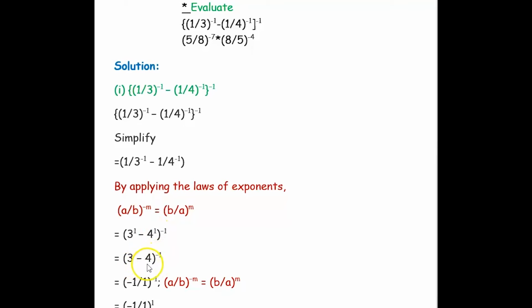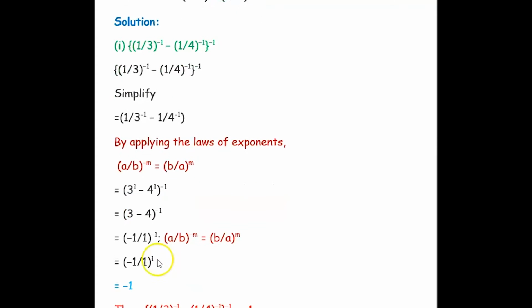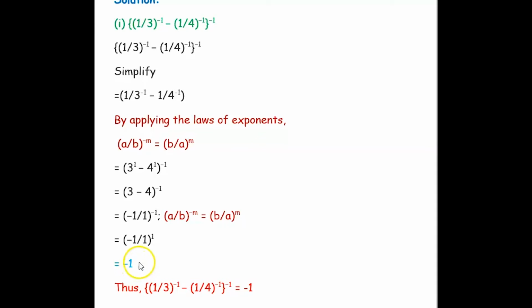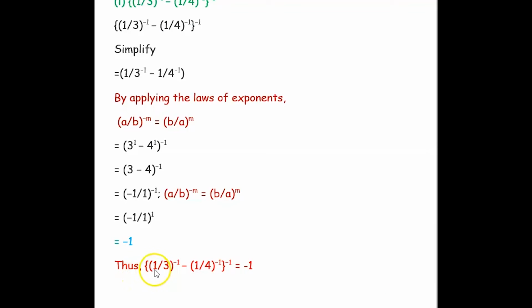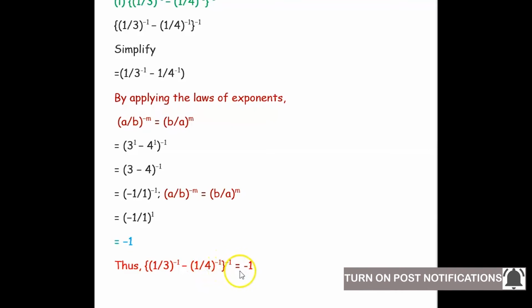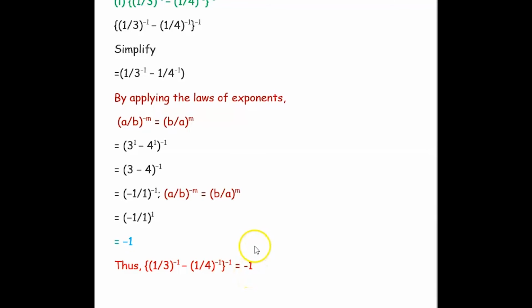So, 3 minus 4 raised to the power of negative 1. 3 minus 4 is negative 1, that can be written as negative 1 divided by 1, the whole raised to the power of negative 1. By applying the same formula, we can rewrite this as negative 1 divided by 1, the whole power 1. Negative 1 divided by 1 is again negative 1, raised to the power 1 will be negative 1. So, the answer will be negative 1. Thus 1 divided by 3 raised to the power minus 1 minus 1 divided by 4 raised to the power negative 1, the whole raised to the power negative 1, the answer will be negative 1.